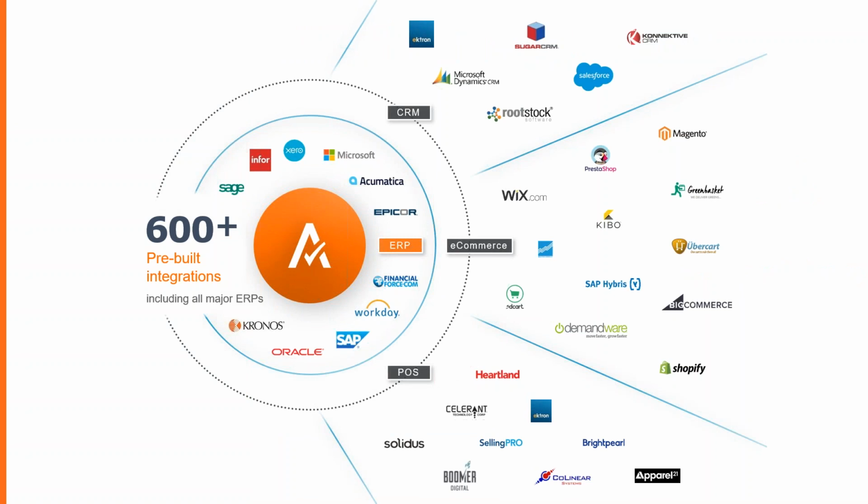So this is a visual representation of the 600 plus different platforms that I already mentioned that we can integrate with. Now, point of sale systems, right? In-store sales, e-commerce, folks selling online, and then CRMs, ERPs, right?